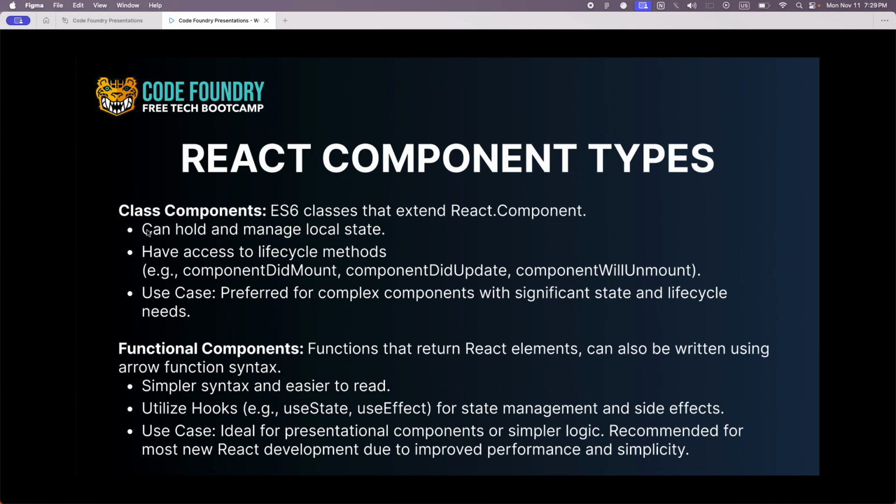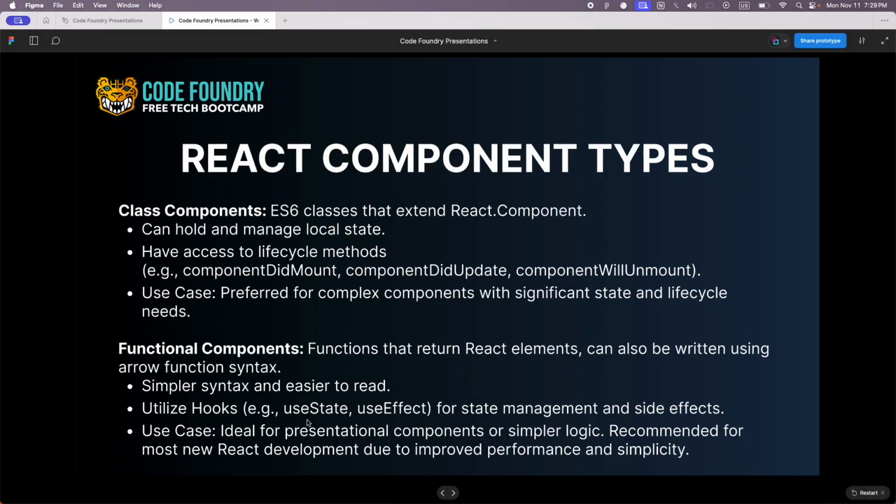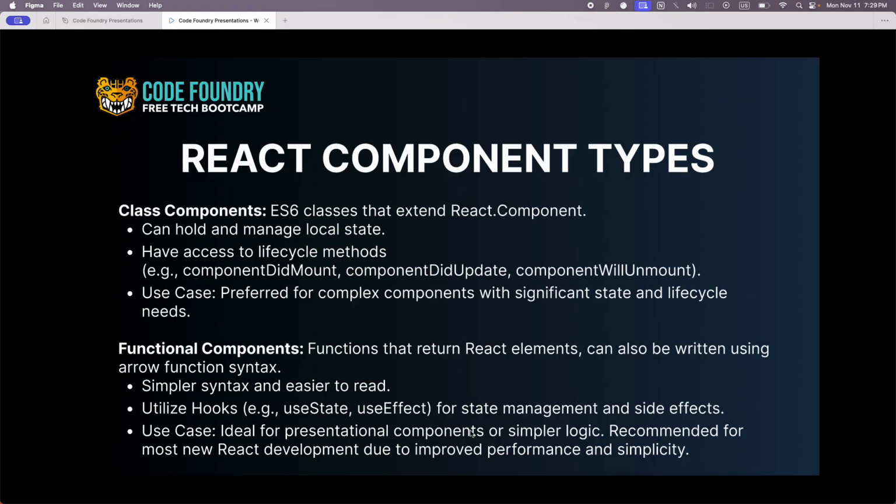And there are two types of components: class components and functional components. Class components can hold and manage local state, while functional components utilize hooks to manage state. So hooks are essentially ways that we program our functional components to use state using other methods or functions that come from React. So class components have intrinsic state while functional components do not.